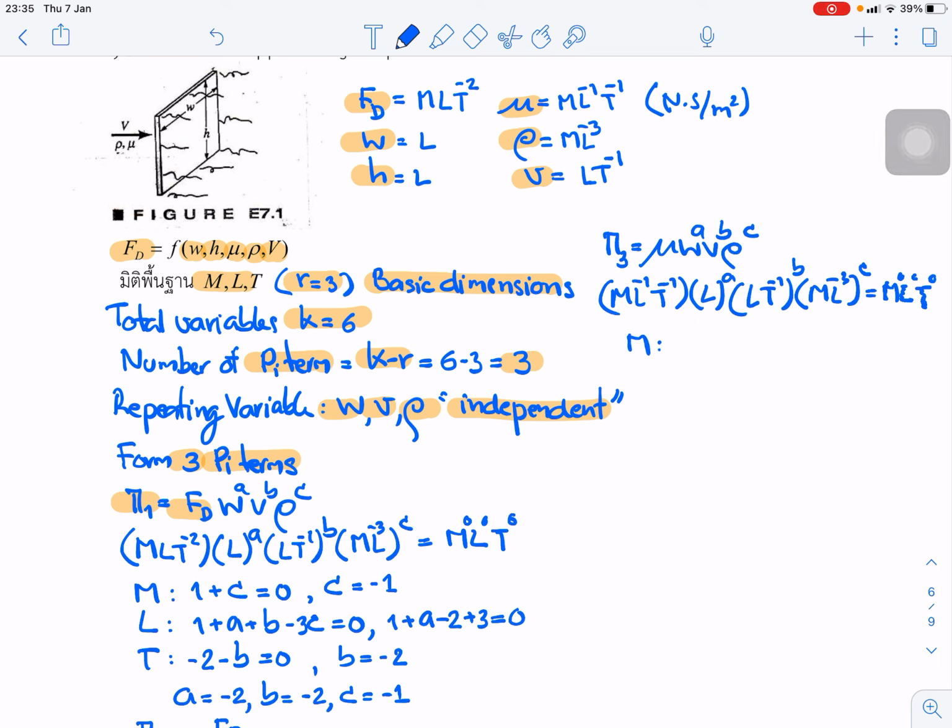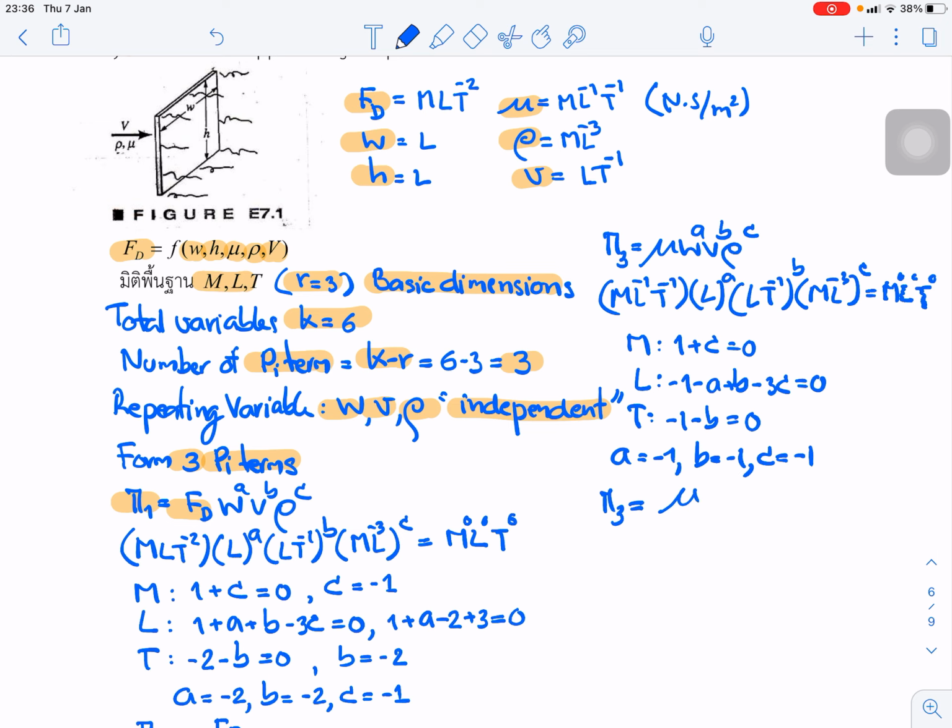So we get the power for M is 1 plus C equals 0, and for L and T similarly, for example minus 1 minus B equal to 0. So we can show that A is equal to minus 1, B is minus 1, and C is minus 1. So the third pi term is mu divided by W V rho.